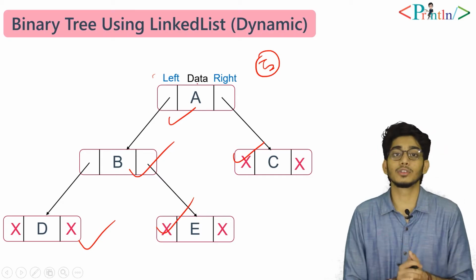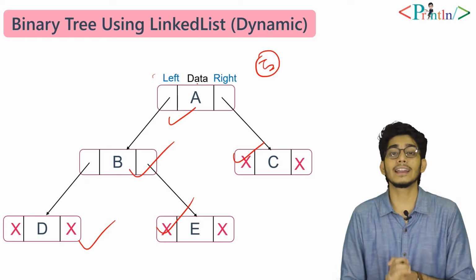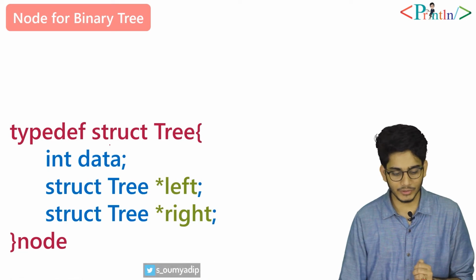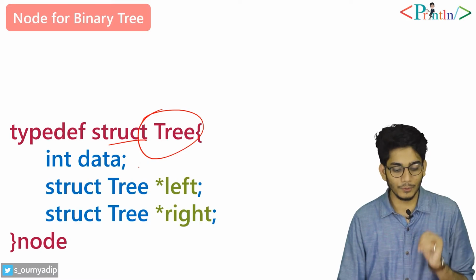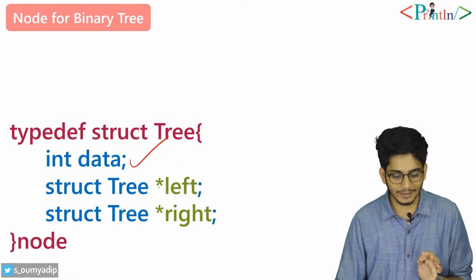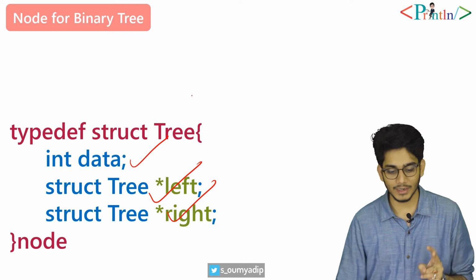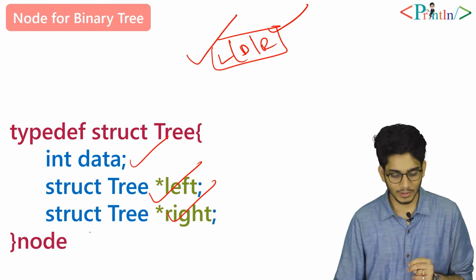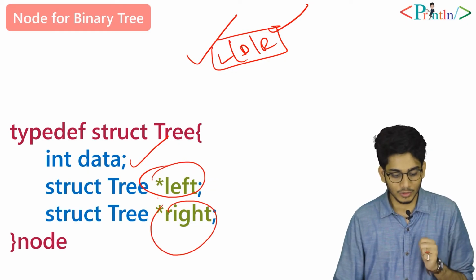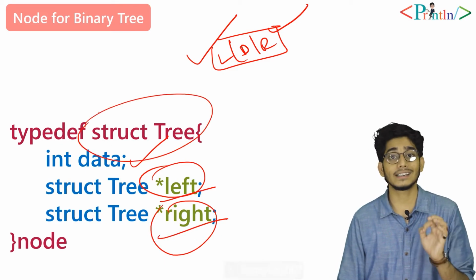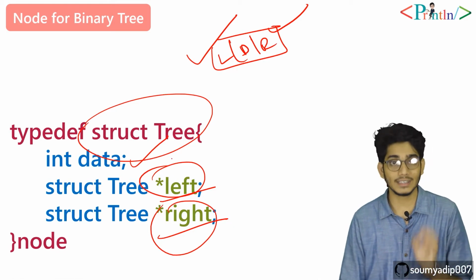So how can we create a node? Now we'll see how we can create the structure for a binary tree. You can see the typedef struct tree. Within this structure, how much data do we have? We have only one data part and we have 2 address parts. Let's say that this is the data, this is the left address and this is the right address. So we have taken 2 pointers. These pointers will store the address of a similar type of structure. So is this portion clear?